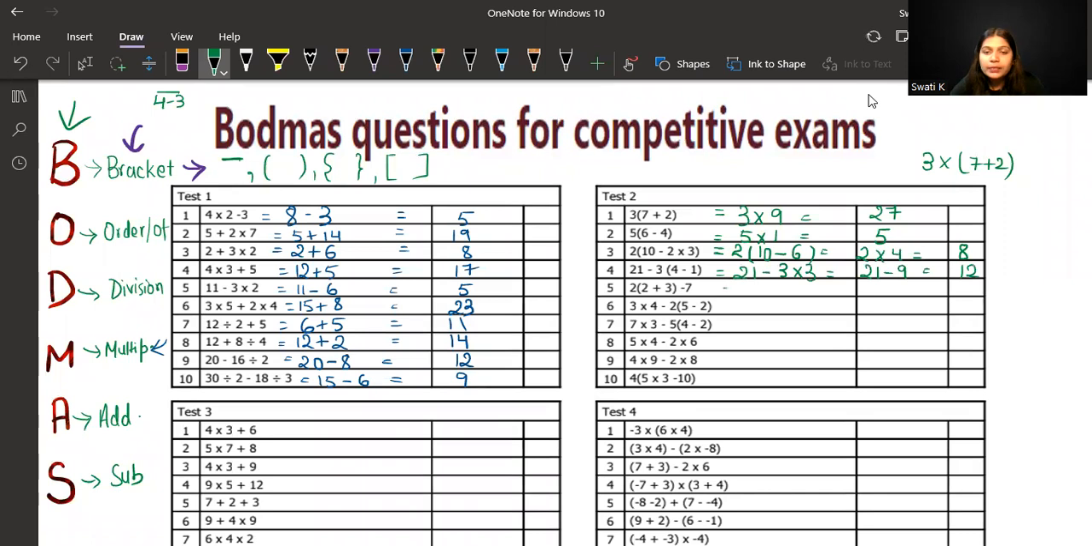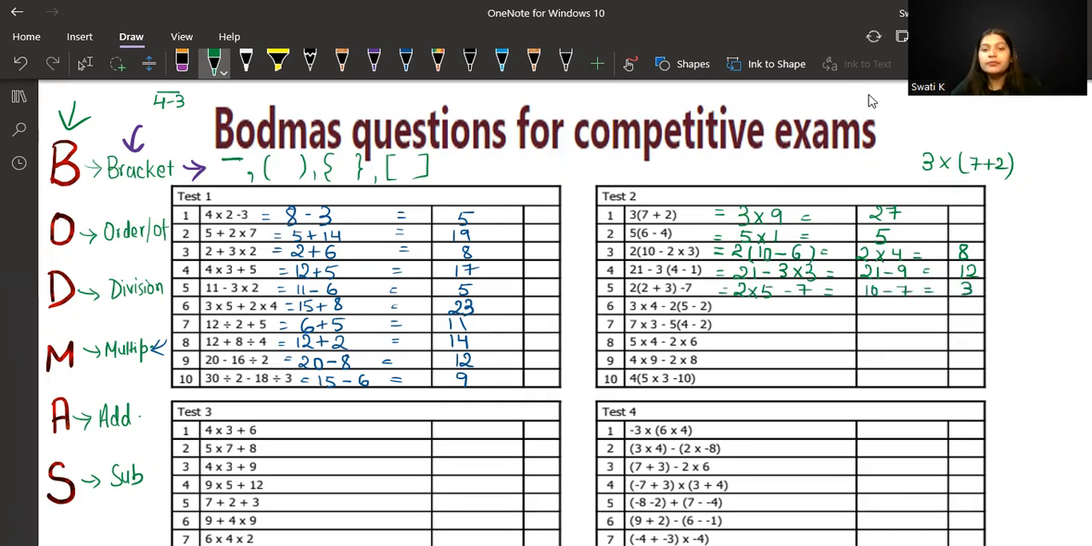Next, we have 2 times 2 plus 3. So we have to solve the bracket part first. As you know, this will become 2 times. 2 plus 3 is 5. So 2 times 5 minus 7. Now here, don't do 5 minus 7. Of course, multiplication should be preferred here. So 2 times 5 is 10. And then 10 minus 7 is 3.